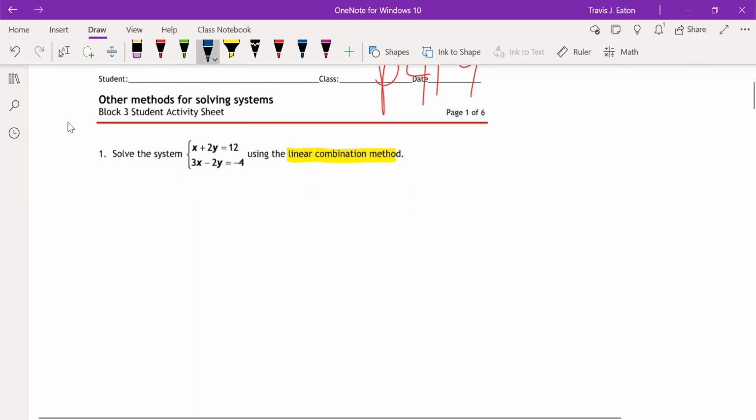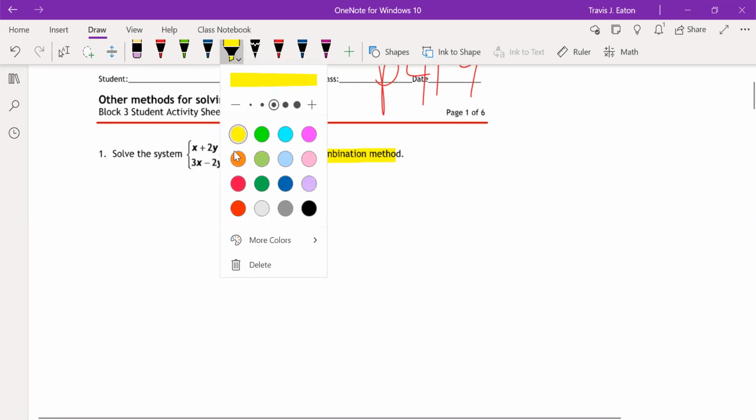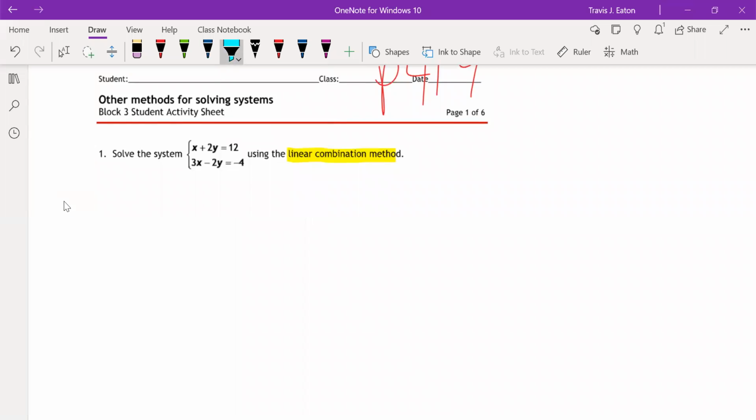All right, so you'll notice in the first equation of this system, we have x plus 2y equals 12. And then there's 3x minus 2y equals negative 4. Now, there's a mathematical principle that says that when you have two equations, it is possible to add this one and this one, and they will equal this and this when you add them together.